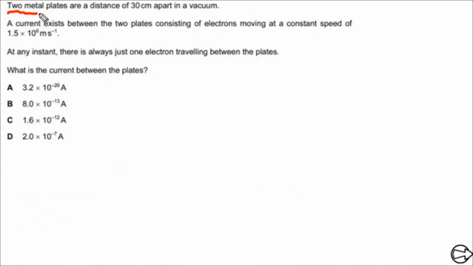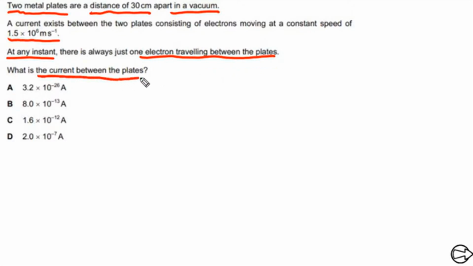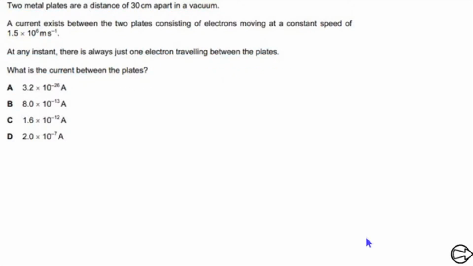For this question, it is given to us that there are two metal plates separated by a distance of 30 centimeters in a vacuum. The speed of an electron between the plates is given as 1.5 times 10 to the 6 meters per second. It is also given that at any instant there is just one electron traveling between the plates. What we need to find is the electric current between the plates. In order to get the maximum out of this video, you can pause the video, try the question first by yourself, and then come back and compare your answer with my solution.